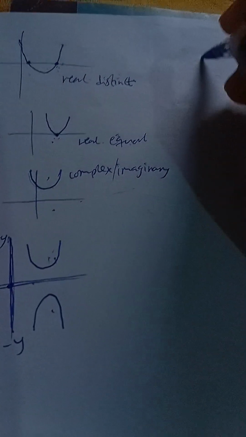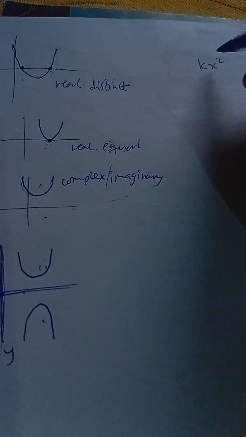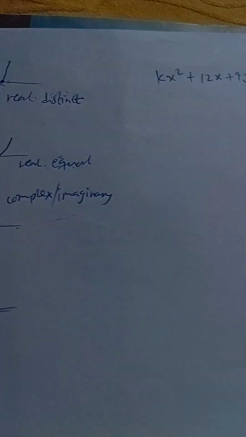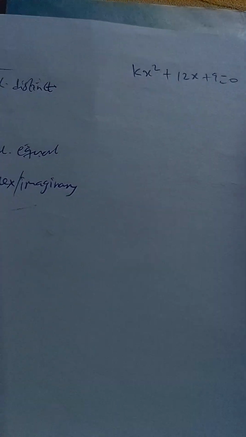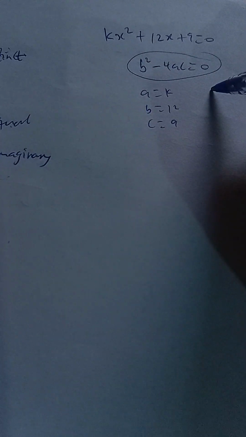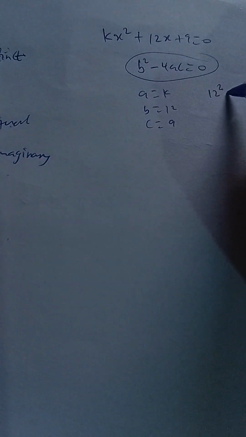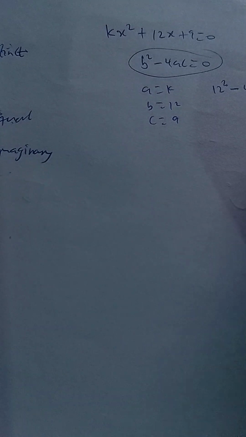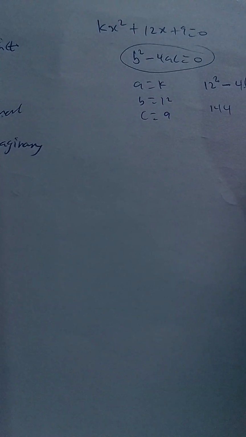Find the values of k for which the quadratic equation kx squared plus 12x plus 9 equals 0 has equal roots. So if this has equal roots, then we know that b squared minus 4ac should be equal to 0, right? Where's our a? Our a is k, our b is 12, our c is 9. So b squared, 12 squared, minus 4ac should be equal to 0.